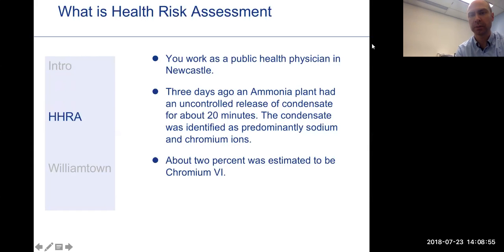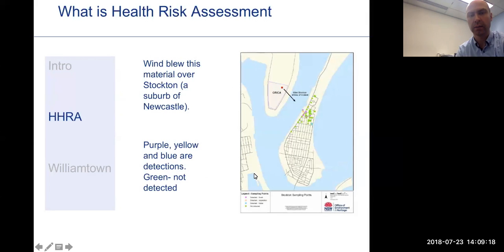Now, to someone who works in environmental health, that probably should ring alarm bells and ask for follow-up questions, which I wouldn't expect all of you to know, but there's 2 types of chromium, or perhaps more, but 2 main ones. And about 2% of this was estimated to be chromium-6, which is definitely a problem. And I'll explain why.